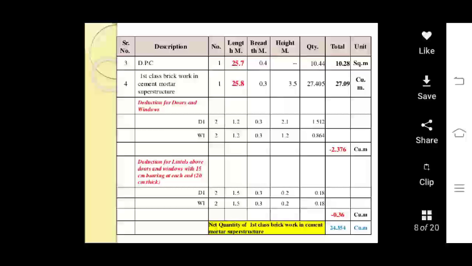The deductions for doors and windows are shown in this measurement sheet. There are two number of doors having sizes 1.2 meter by 2.1 meter. The deduction for two number of doors has to be done for superstructure brickwork. It is D1 description item. Number of doors are 2 and the length of item is 1.2, breadth is 0.3 and height is 2.1. The total quantity of brickwork to be deducted for door placement is 1.512 meter cubes.